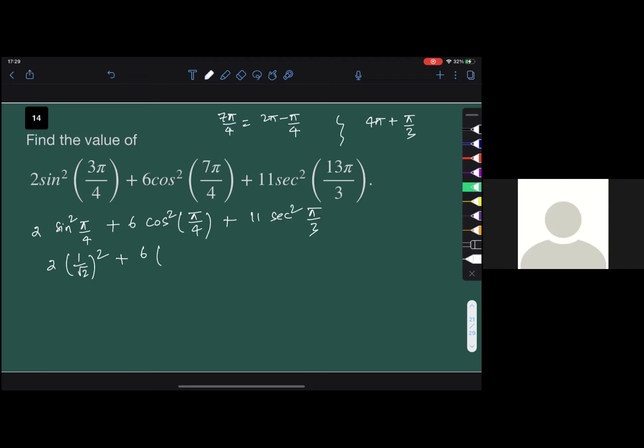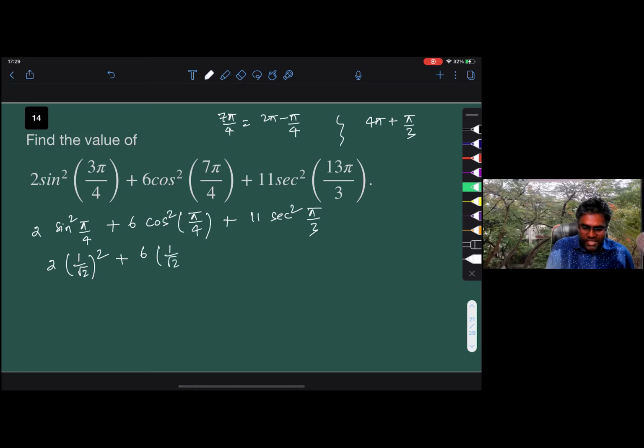Okay, so this is 1 over root 2 squared plus 11. Okay, so secant is what? 1 over cos, right? So cos pi by 3 is 1 by 2. So secant pi by 3 will be 2. So it will be 2 squared. Then what do we get? Here, 1 over root 2 squared is 1 by 2, plus 6 into this is 1 by 2, plus 11 into 4. So that is 44.